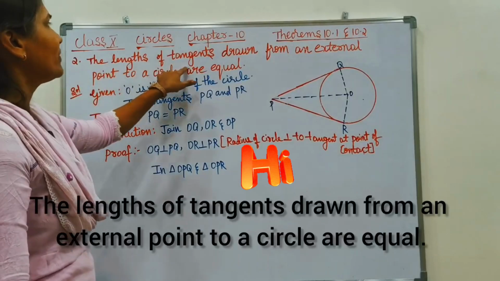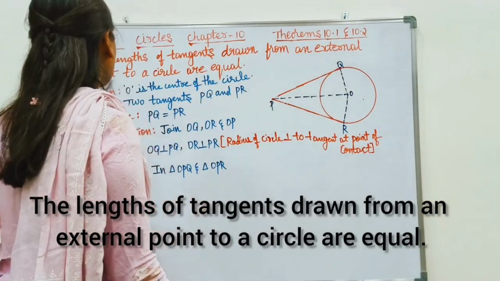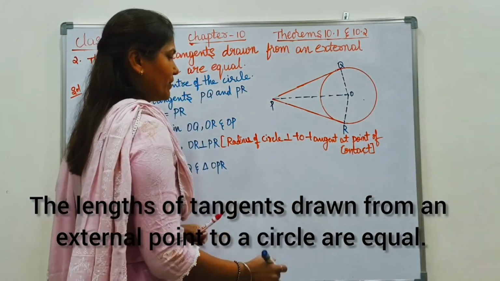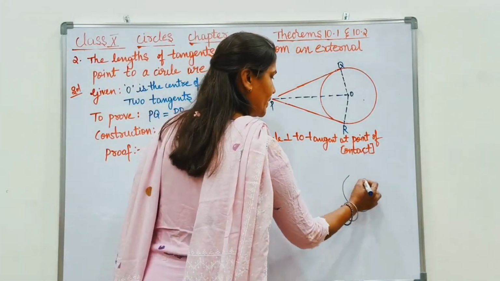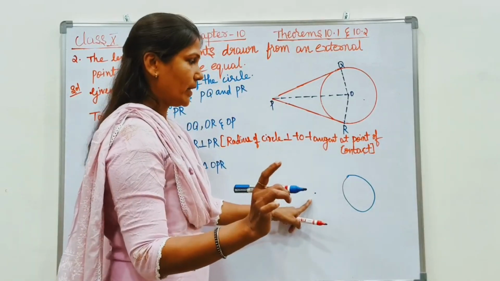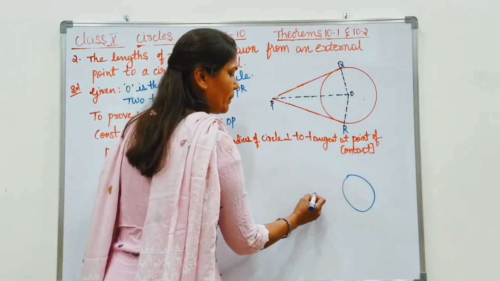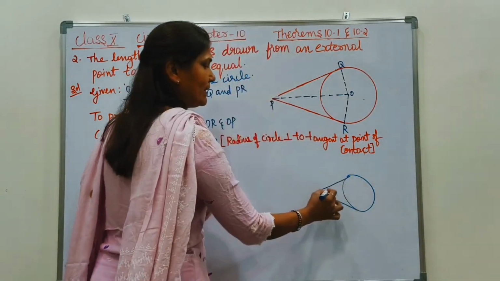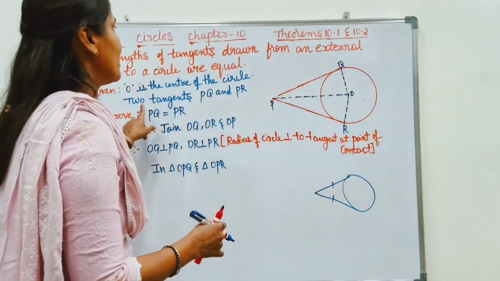See, the lengths of the tangents drawn from an external point to a circle are equal. What is the meaning of this question? One circle is there. Any point you take outside this circle is called an external point. From the external point you draw tangents, which means both tangents' lengths are equal, and we will prove that. This is the meaning of this question.